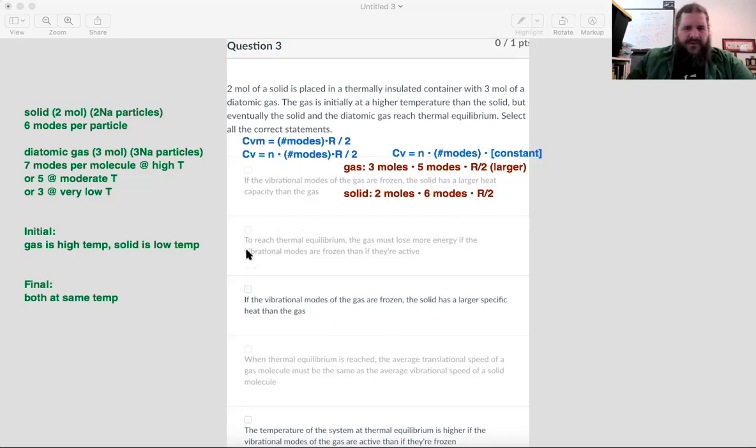What about the next one? To reach thermal equilibrium, the gas must lose more energy if the vibrational modes are frozen than if they're active. As it goes towards thermal equilibrium, it's going to be losing some energy. Any thoughts on that one? How could we figure out how much energy the gas is losing as a result of modes being active or not?